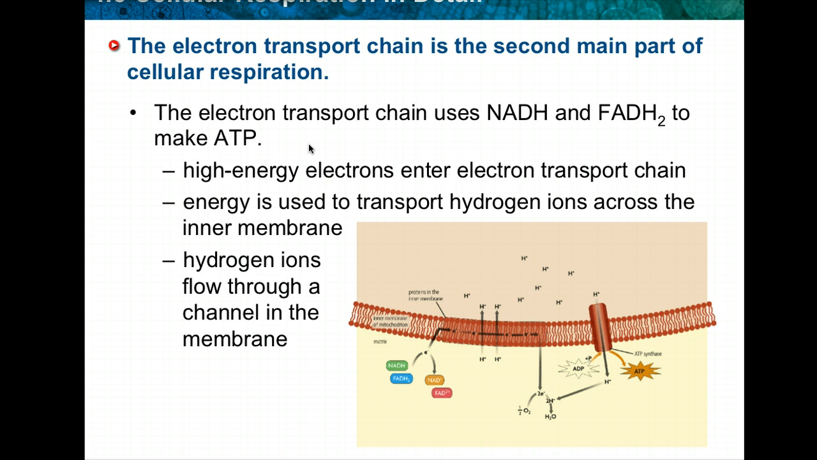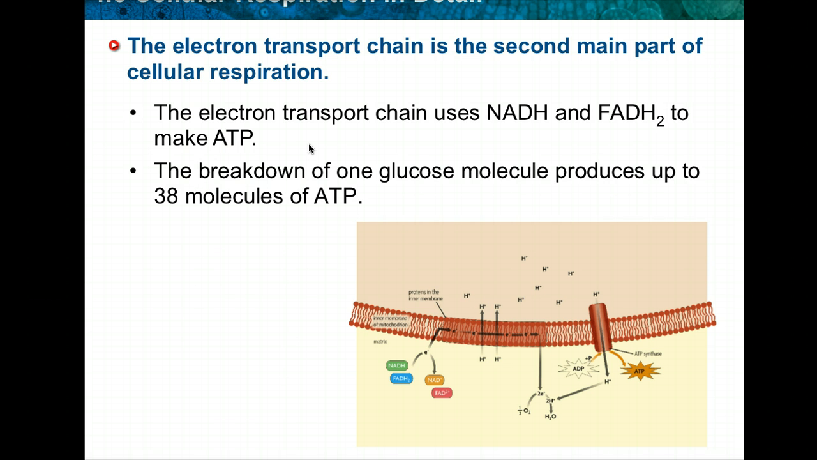Thus, oxygen is essential for getting rid of the low energy electrons and hydrogen ions, which are the waste of cellular respiration. So to rephrase that, the waste of cellular respiration are the low energy electrons and the hydrogen ions. So basically, we're going to talk a little bit about these hydrogen ions and what's happening. I couldn't find a better picture, so you're going to kind of have to bear with me.